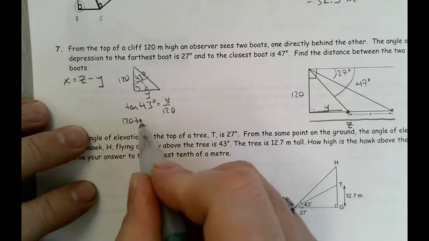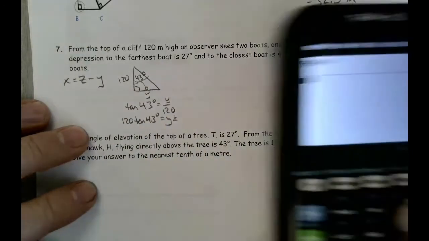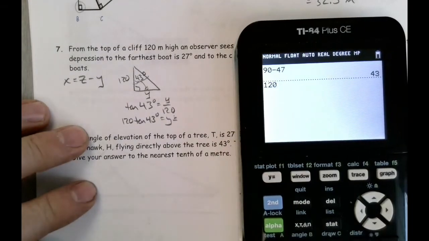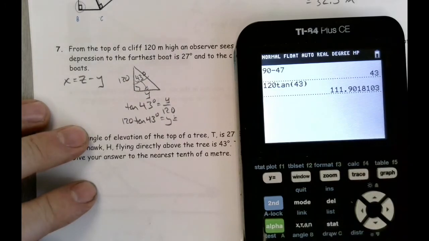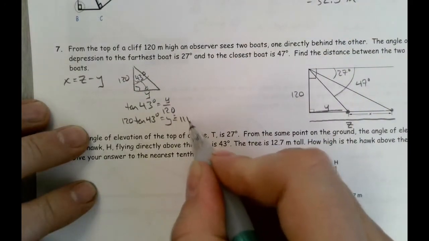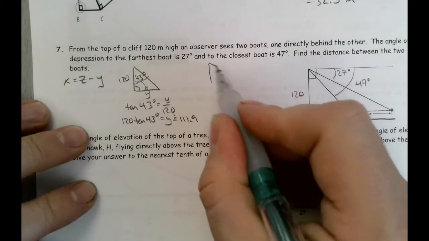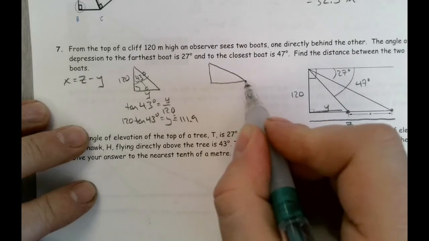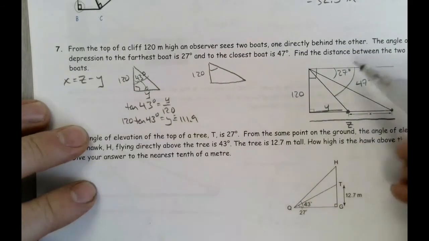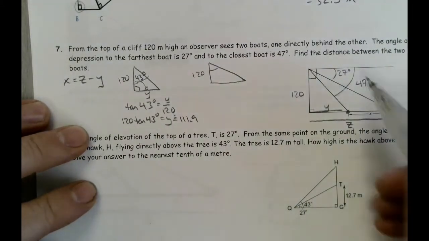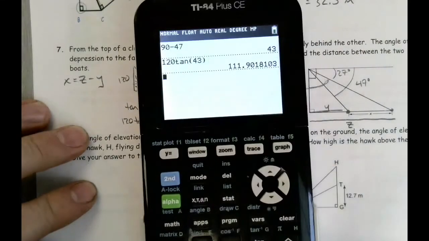So 120 multiplied by the tangent of 43 degrees will equal y. And that will be approximately 120 times the tangent of 43, 111.9. Approximately 111.9. Now, we look at the bigger triangle. Now, this angle up here, because this angle is 27, it's this angle that I'm interested in. So it's going to be 90 minus 27.